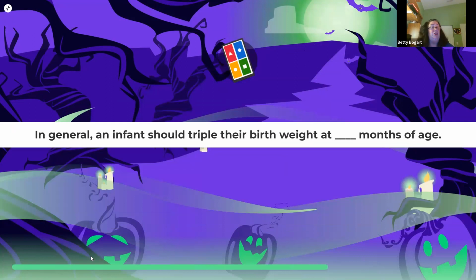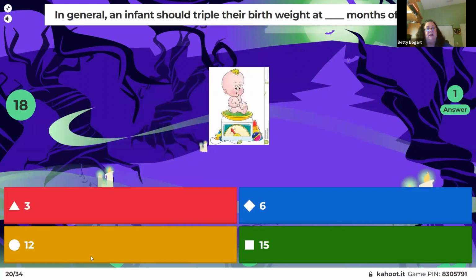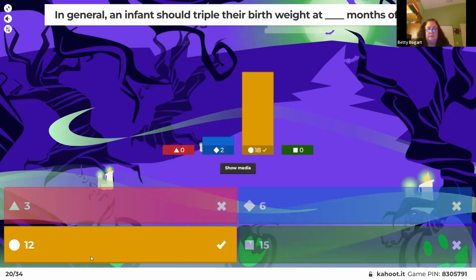In general, an infant should triple their birth weight at what months of age? At 1 year, 12 months, they should triple. Now, if you're born at 7 pounds and at 1 year you're 28 pounds and you should be 21, that means too much nutrition's going there. So you need to look at what nutrition's being delivered and we can make changes.